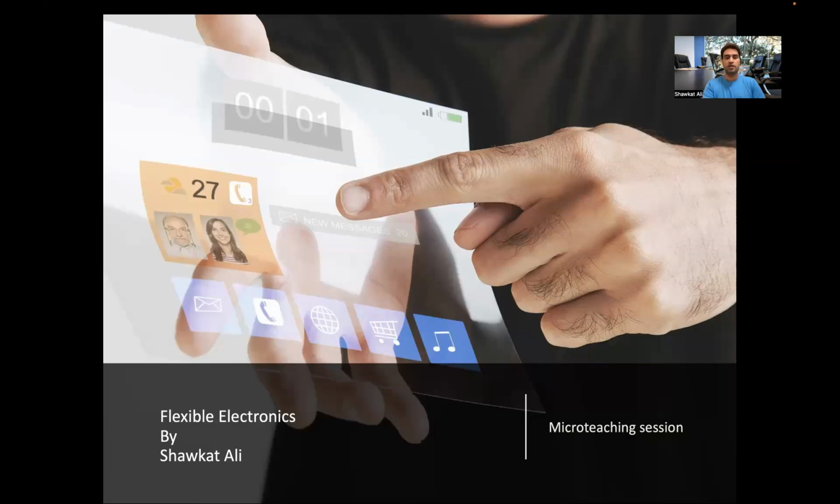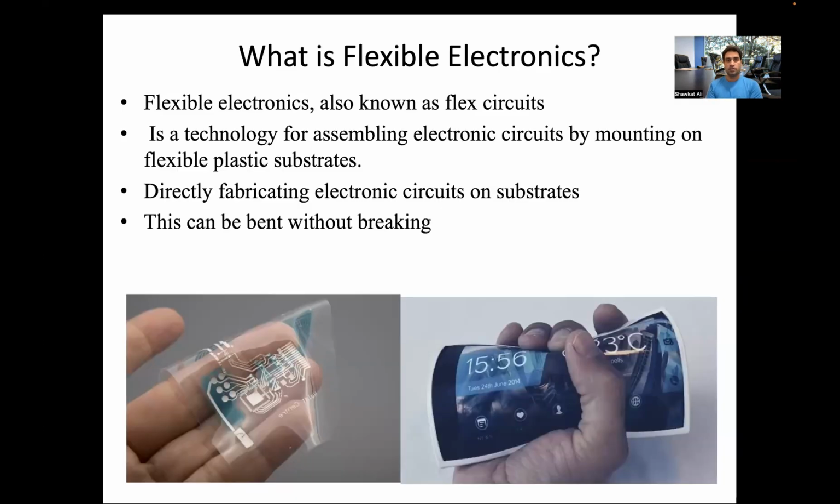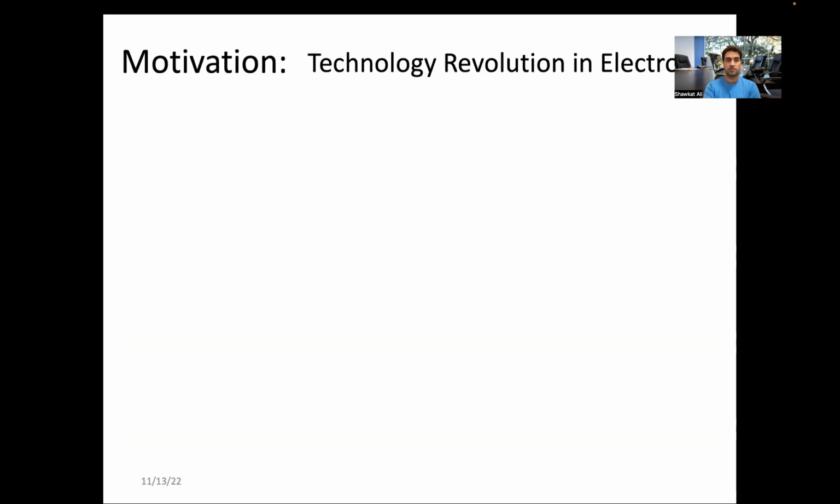Today I will be teaching about flexible electronics. So what is flexible electronics? Flexible electronics is also known as flex circuits. It is a branch of electronics that is flexible, bendable, and variable. So these circuits or systems can be directly fabricated on substrates such as plastic, fabric, or any unconventional material that we use in our daily life. This can be bent without breaking the circuits or systems.